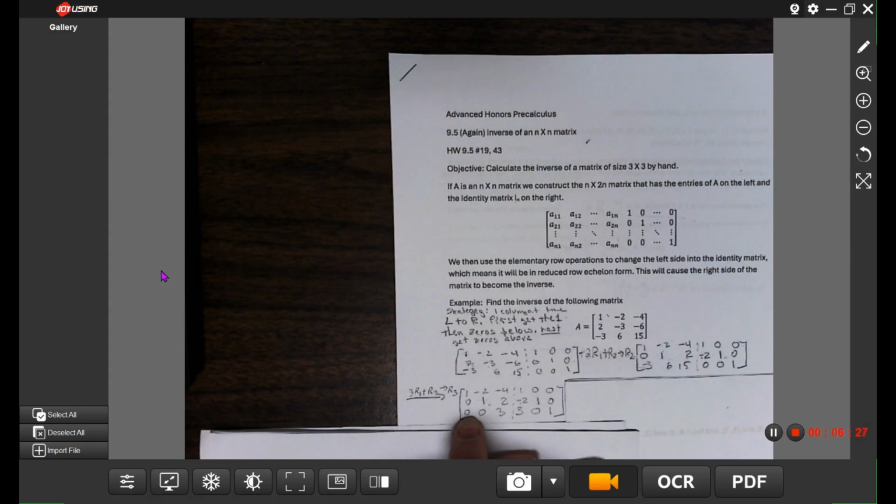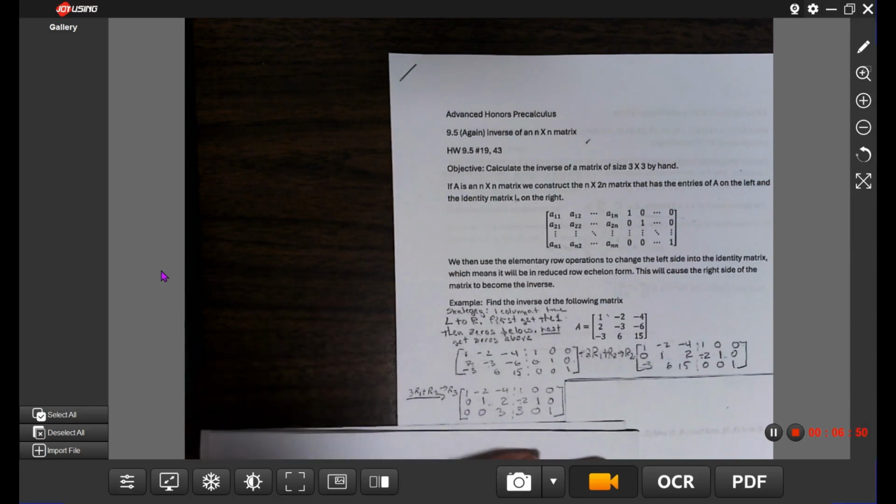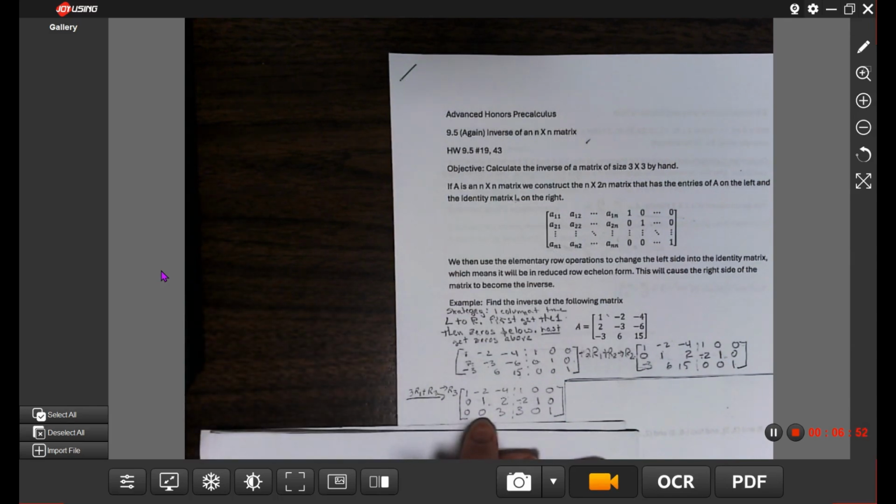Then I move over to column 2, and the next objective is to get a 1 in the position I want. So the position I want a 1 is in the middle because the 1s go down. So I want a 1 right there, and luckily there is a 1 there, so that's fabulous. I don't have to do anything. And then I get zeros below. And oh my goodness, good luck. I already have a 0 below just by luck, because sometimes that happens. So actually column 2 so far took care of itself.